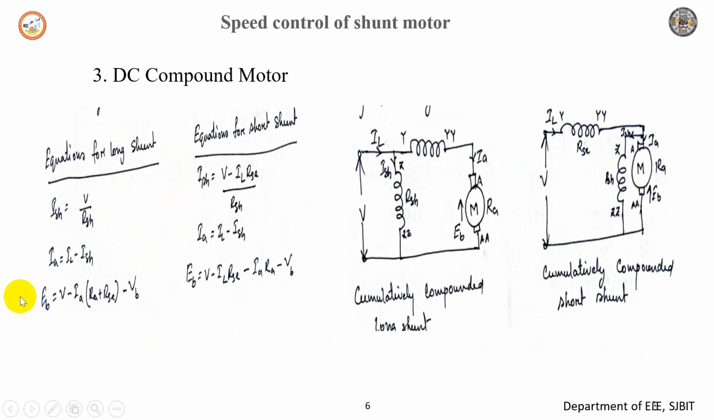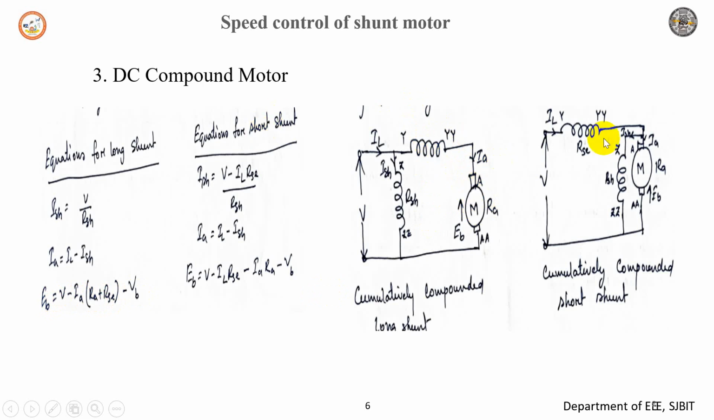Now, for the DC compound motor, as I said, there are equations for long shunt and short shunt. Differential and cumulative differ only in the flux, but the equations for long shunt and short shunt remain the same. So this is long shunt cumulative and short shunt cumulative; differential also holds good with the same equations, where ISH will be equal to V by RSH in the case of long shunt, and Ia will be equal to IL minus ISH. Therefore, if you apply KVL to this circuit, it is EB equal to V minus Ia into RA plus RSC minus VB, as RSC and RA are connected in series.